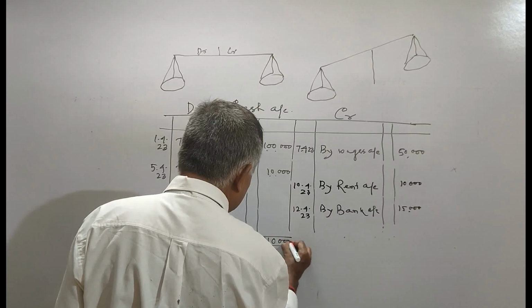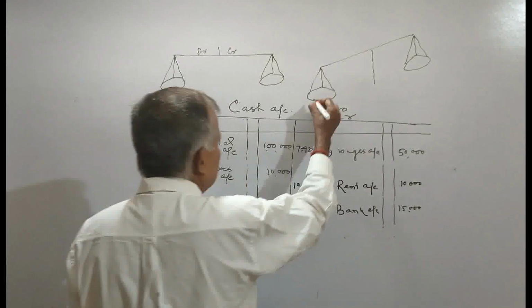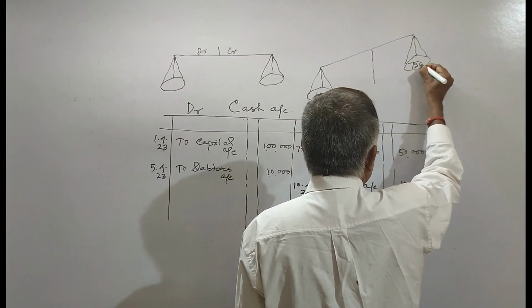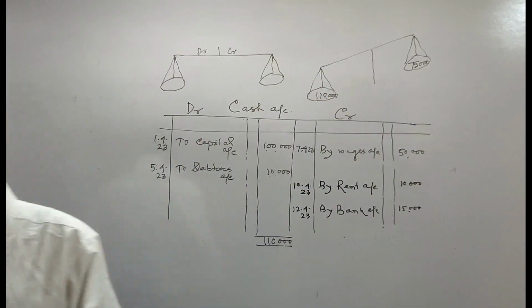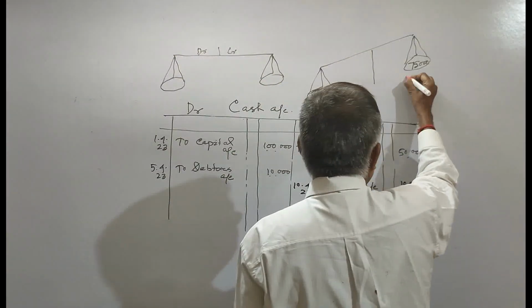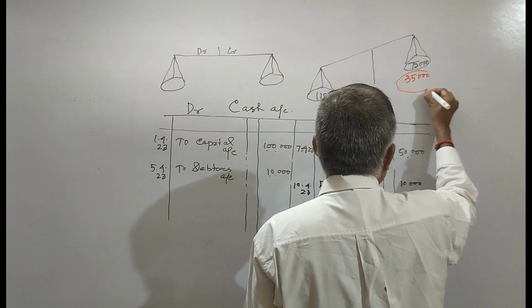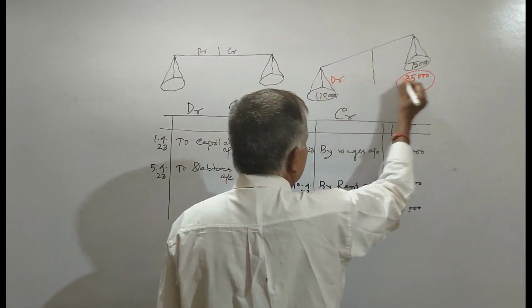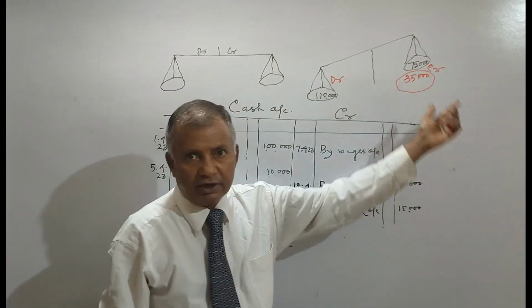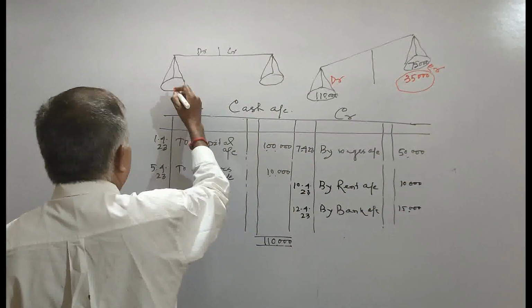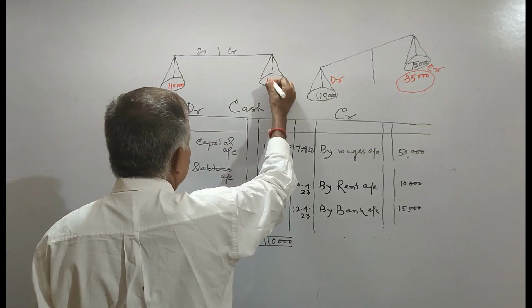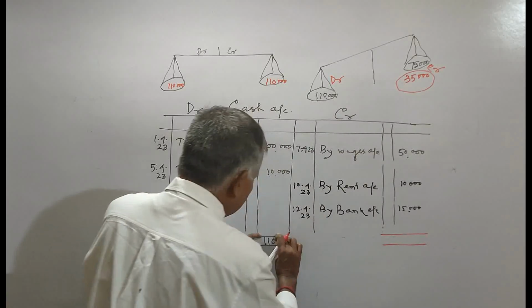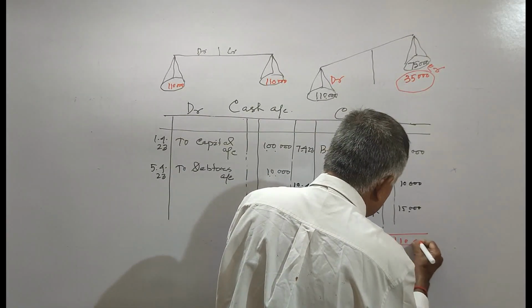This is 1,10,000. Right? So this is 1,10,000, this is heavier, and this is your 75,000, this is lighter. So on which side do we have to put the load? The load will be 35,000 here, so that both sides will be equal. After putting 35,000 in the credit side, you will see both sides will be equal. This will be 1,10,000. This will also be 1,10,000. So now we will balance this. Here 1,10,000, here also you write 1,10,000.